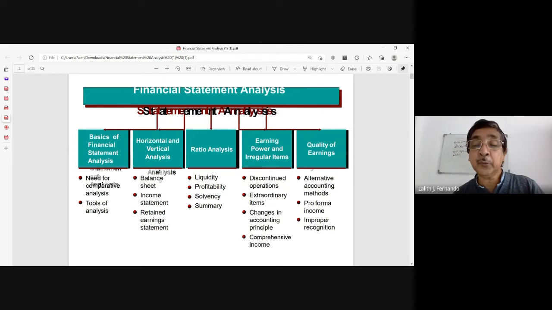Now, if you go into details, you can see discontinued operations, extraordinary items. That is what you mean by exceptions. Changes in accounting principle is another part we have to look at. Comprehensive income. Then quality of earnings, alternative accounting methods, pro forma income, and improper recognition. These things will be discussed in the presentation.